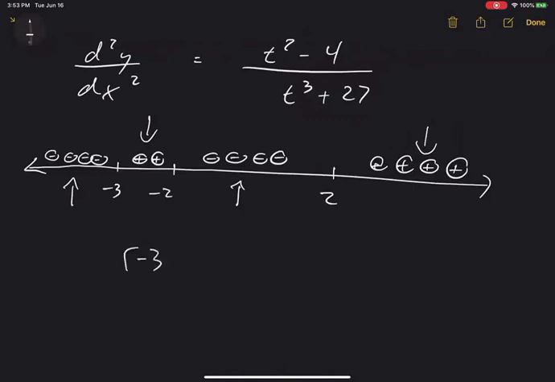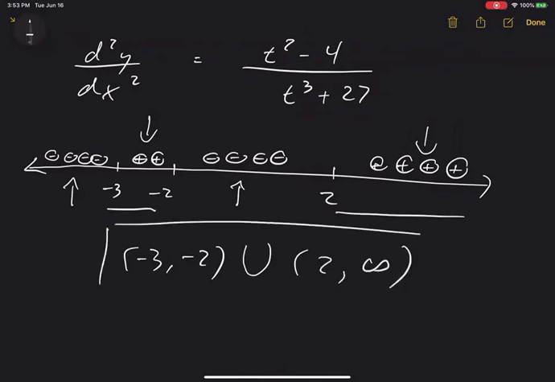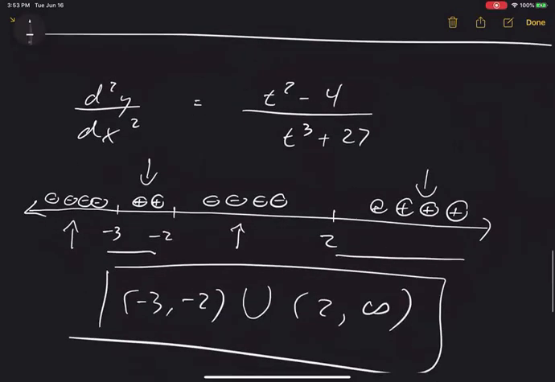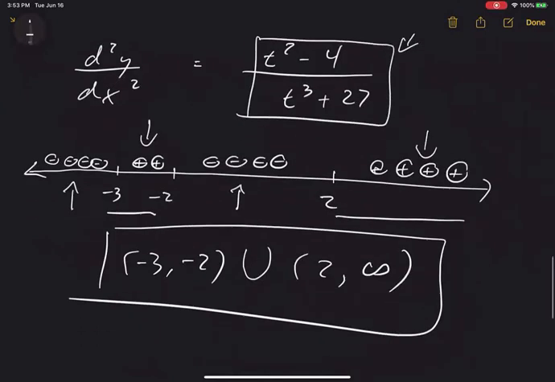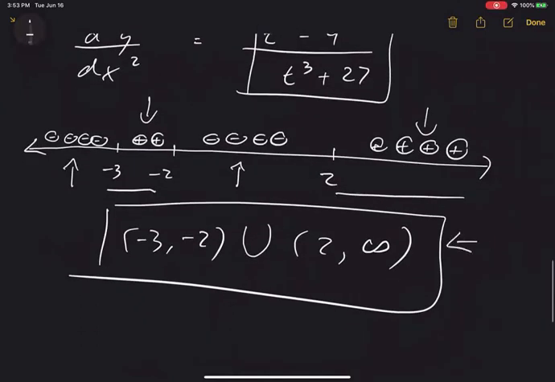Well, I do this interval, -3 to -2. Then I put a big U in the middle for union. I do this interval, which is 2 to infinity. So that would be my region where this curve is concave up. Again, I didn't tell you what the curve was, but I said that's the second derivative. Where's it concave up? It's going to be here. So hopefully that helps.